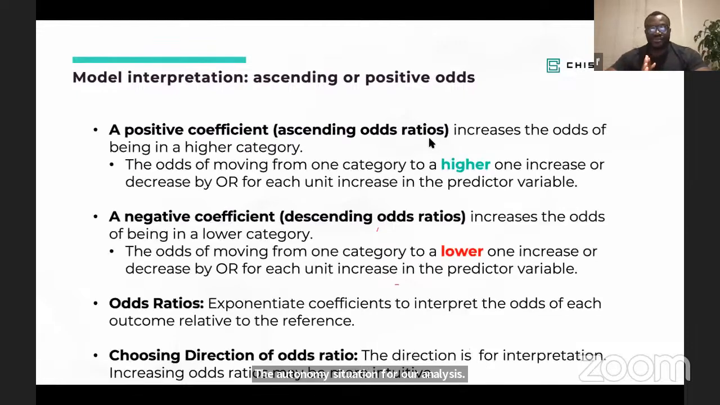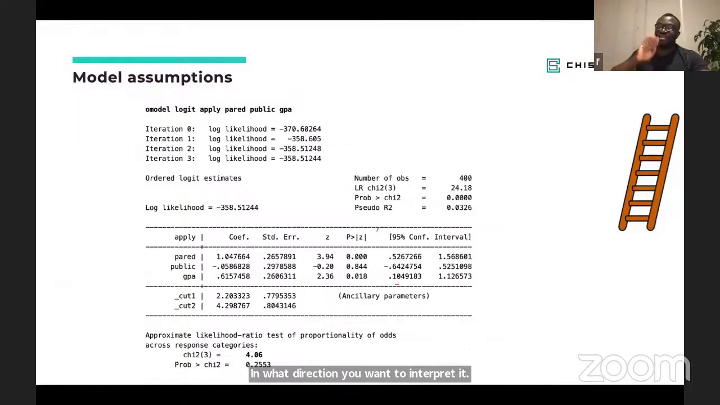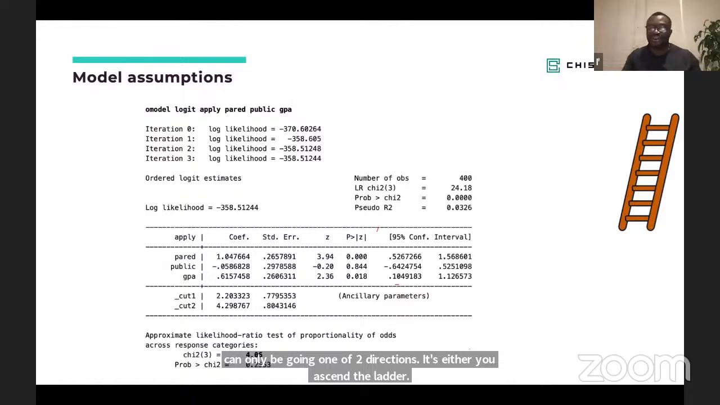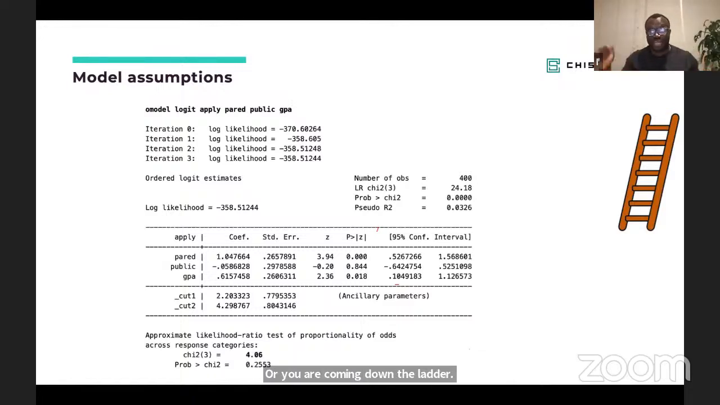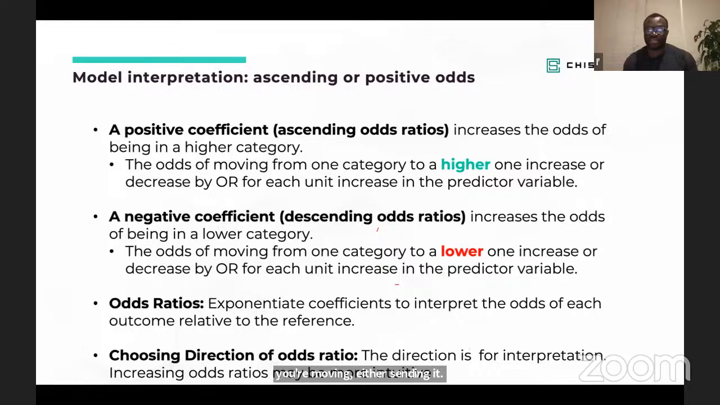Now, it's very important to realize that when you're fitting an ordinal logistic regression, you have to be careful in what direction you want to interpret it. So if we have a ladder, think of it, whenever you're on a ladder, you can only be going in one of two directions. It's either you are ascending the ladder or you are coming down the ladder, right? That's the only two directions you can ever be on when you're moving on the ladder. You're either ascending it or descending it. The same thing with an ordinal logistic regression. Whenever we're using an ordinal regression, the results can only be interpreted as ascending or descending, right?